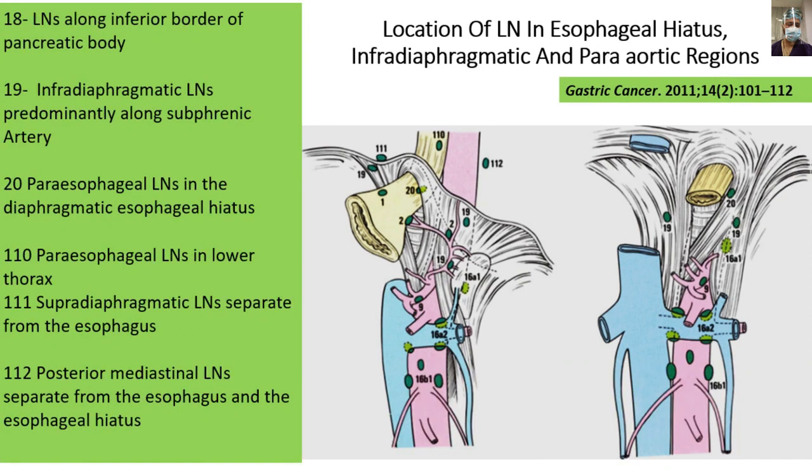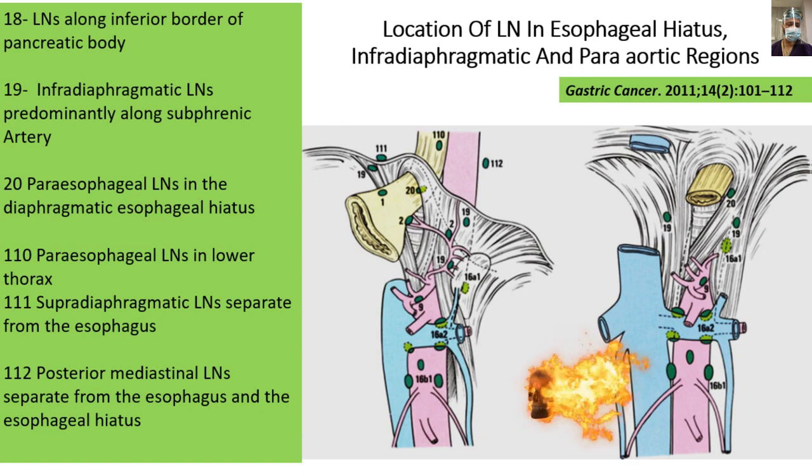Station 18 is the lymph node along the inferior border of the pancreatic body. 19 is the intra-diaphragmatic lymph nodes, predominantly along the subphrenic artery. That will be more important when we are talking about GE junction tumor. 20 is the paraesophageal lymph nodes in the diaphragmatic esophageal hiatus. 110 is the paraesophageal lymph nodes in the lower thorax. 111 is the supradiaphragmatic lymph nodes separate from the esophagus, and 112 is the posterior mediastinal lymph nodes separate from the esophagus and the esophageal hiatus.